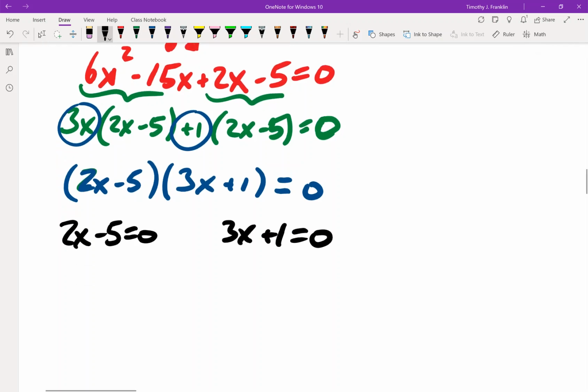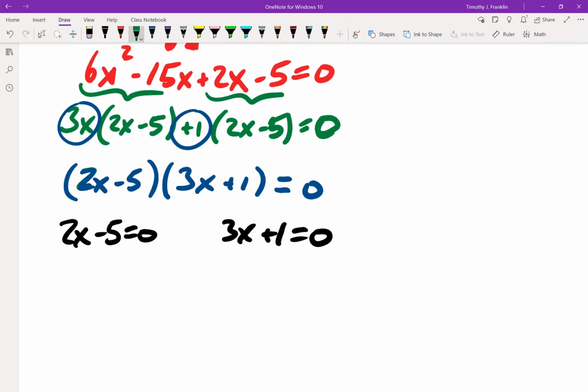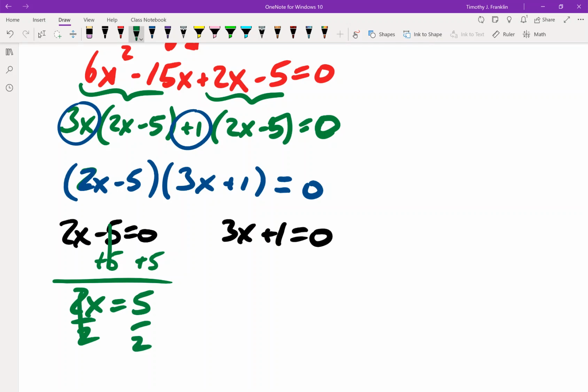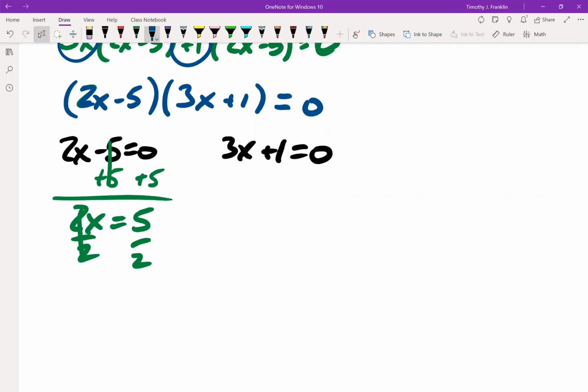And the more you do this, you can get used to how it works, right? We're going to move this 5 over by adding it, so it'll be a positive 5. And then we'll have to divide by 2. So we know what fraction we're going to get. It's going to be the fraction 5 over 2. I did a different color.